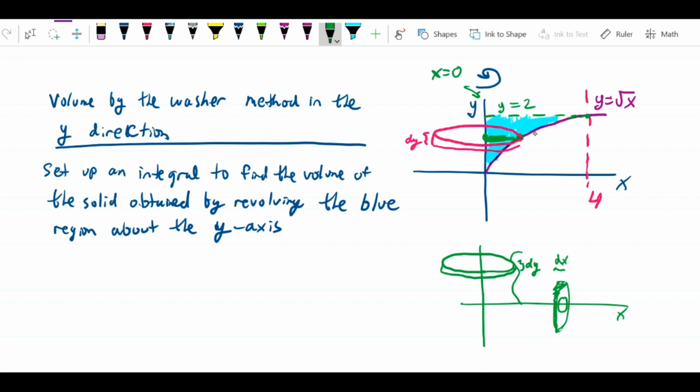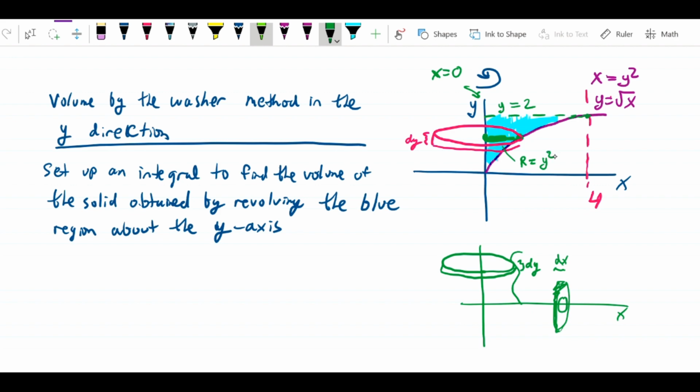The right curve, we have y as a function of x. I'm going to need to write x as a function of y. That's fairly easy to do here. X is just equal to y squared. So this horizontal distance, which gives the radius, there's only one radius. There's no hole in the middle of this disk. So the radius is equal to y squared. All right, so easy enough.